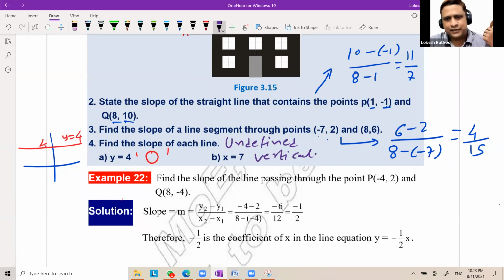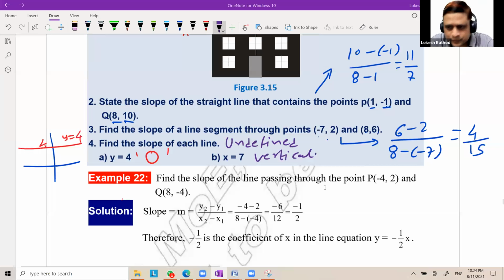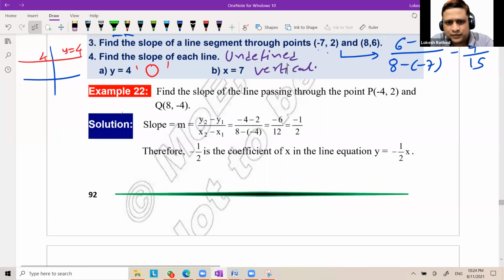Are you getting this? Anyone having any doubt in whatever we have discussed so far? Is it clear to all of you? Yeah. That's fine. Okay. So let's see what are the next.